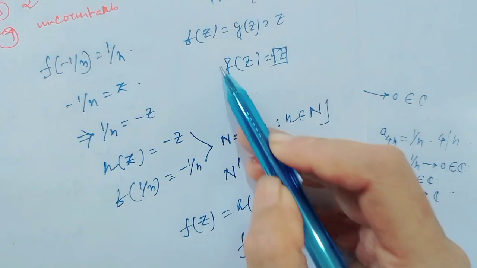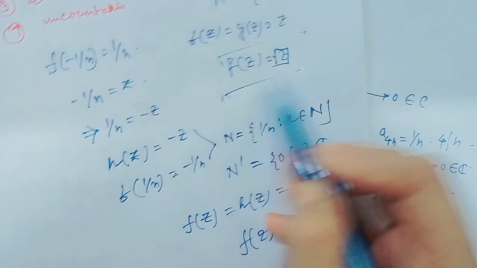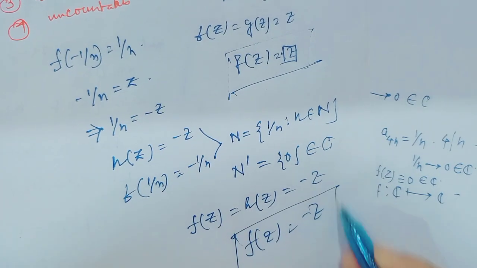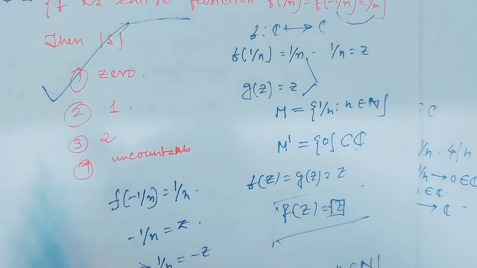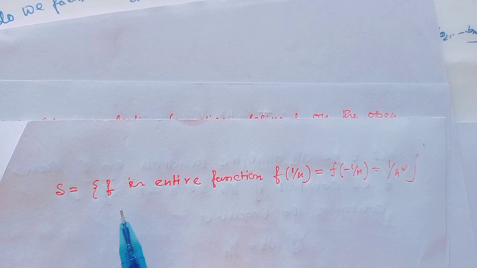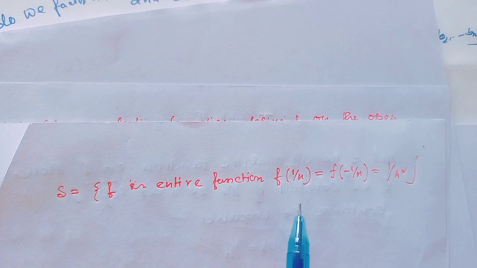This is not possible. Here I have got f(z) equal to z, and here also I have got f(z) equal to minus z. This cannot be possible. So the cardinality is zero.